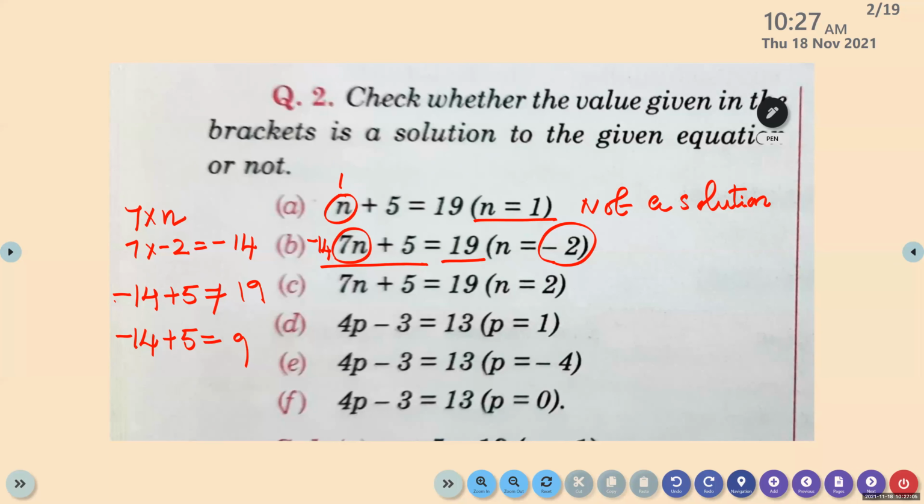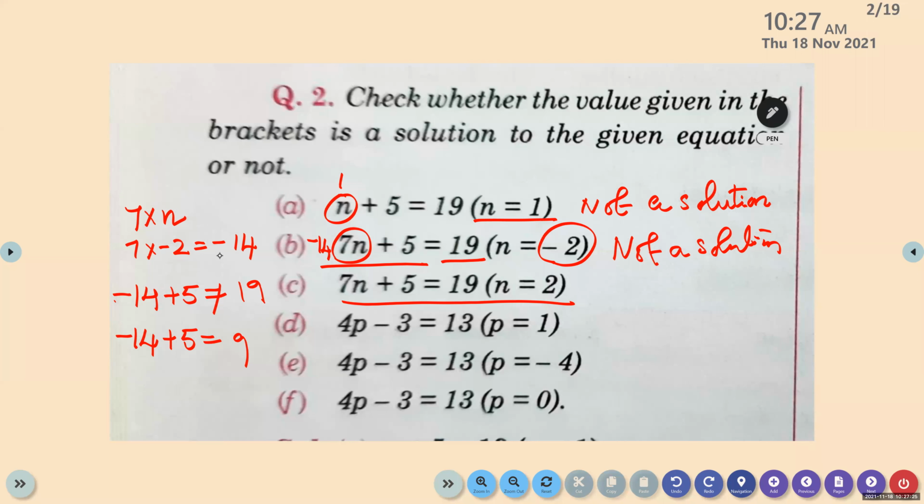Understood? Yes, ma'am. Not a solution. Now next one, 7n plus 5. Can you tell me? Yes, ma'am. 7 into 2, 14. In the place of n, +2 is given. So will it be correct? Yes, ma'am, it is correct. So we'll get +14 here as answer.